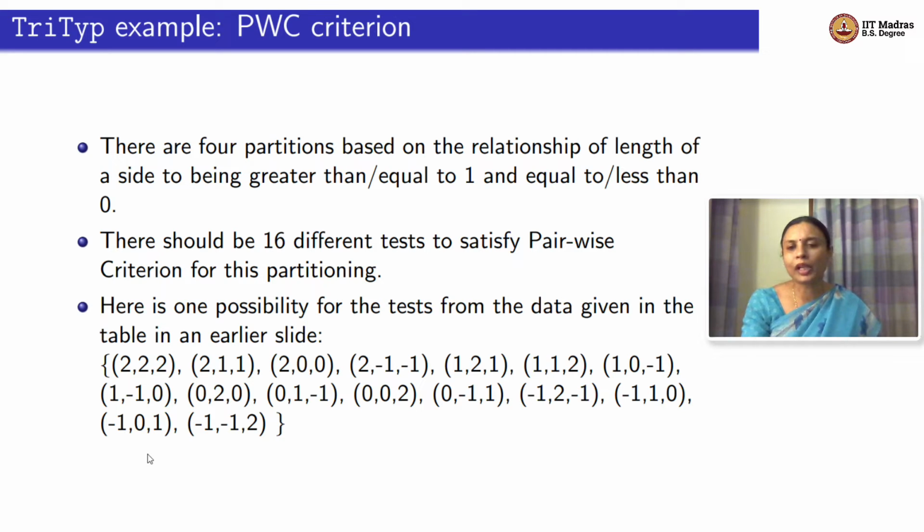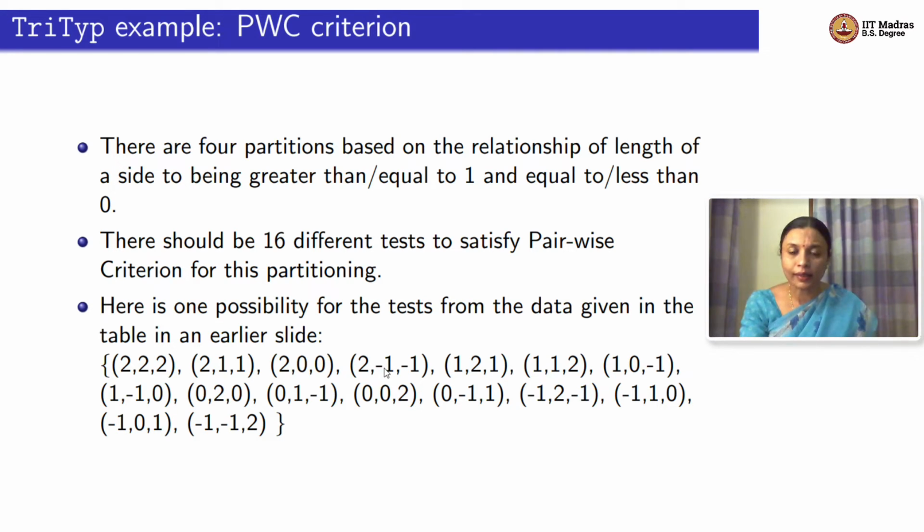And let's pick up something and understand. So 2, 2, 2, all 3 sides have length greater than 1. That's the partition that it belongs to. Then 2, 2, 2 is paired with 2, 1, 1, where 2 is fixed and 1, 1 says the first side has length greater than 1, the other 2 sides have length equal to 1. Similarly, the third test case here says first side has length greater than 1, other 2 sides have length equal to 0. The fourth one is the last in that pair.